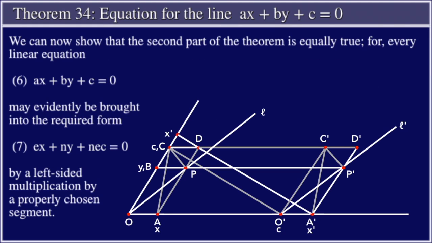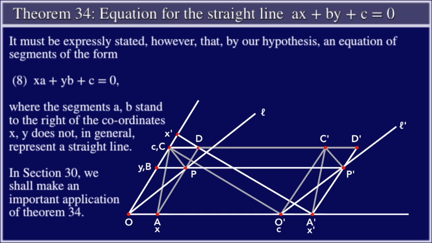We can now show that the second part of the theorem is equally true. For every linear equation ax plus by plus c equals 0 may evidently be brought into the required form Ex' plus ny plus nEc equals 0 by a left-sided multiplication by a properly chosen segment. It must be expressly stated, however, that by our hypothesis, an equation of segments of the form xa plus yb plus c equals 0, where the segments a and b stand to the right of the coordinates x and y, does not in general represent a straight line. In section 30, we shall make an important application of Theorem 34.